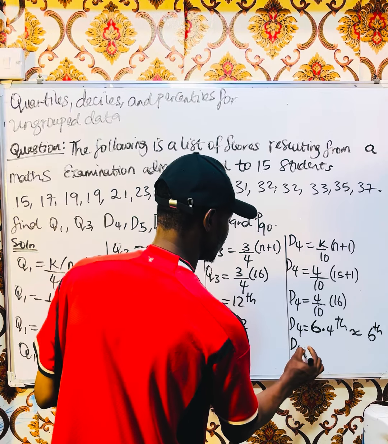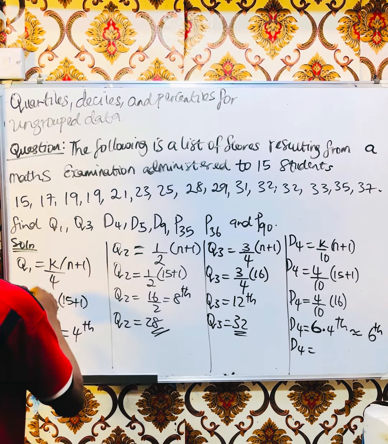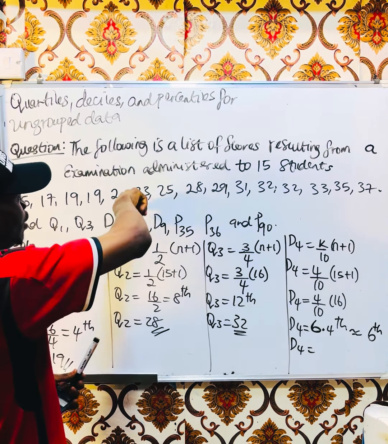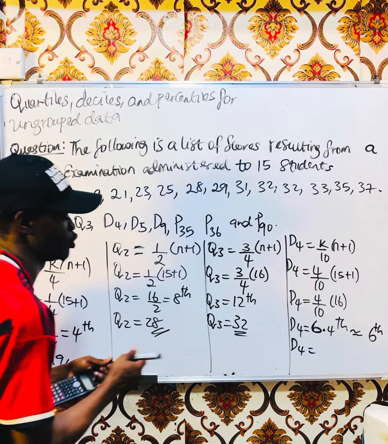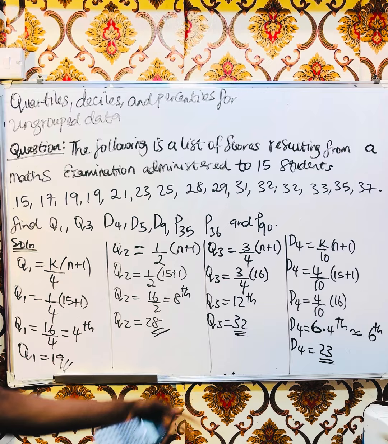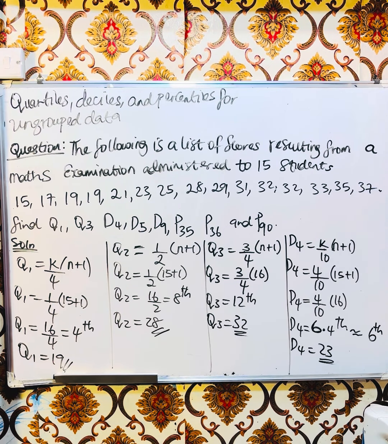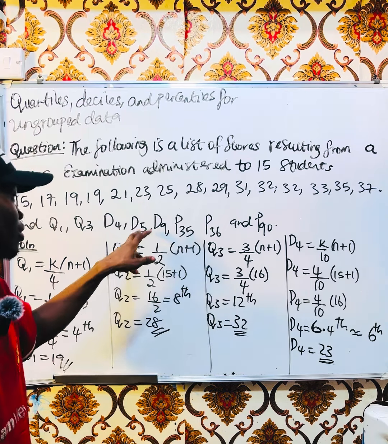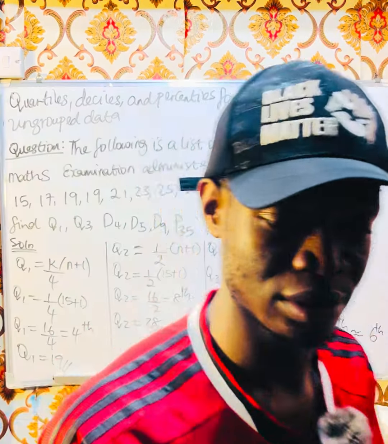So D4 is what? Let's look for the 6th position. 1, 2, 3, 4, 5, 6. So it's 23. So we approximated it because that 4 is not up to 5. So that's D4. So I'm going to clean the board so that we find the rest.